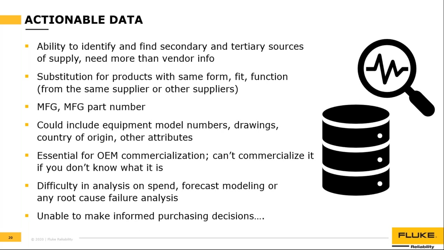Substitution for products with the same form, fit, and function is one thing that needs to be considered, right? A good example of that would be, I see lots of people using high dollar Sealmaster bearings on slow moving rotating equipment. You don't necessarily need to pay for that premium bearing for such a slow-moving operation. Actionable data means you have manufacturer and manufacturer part number on all the parts where that is available. And we'll talk about here in a minute OEM commercialization. That even becomes more critical on OEM spares. We could include equipment model numbers, drawings, country of origin, especially from OEMs.